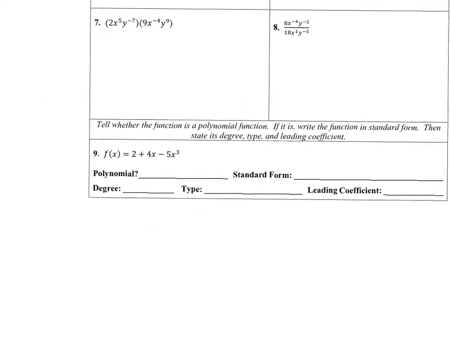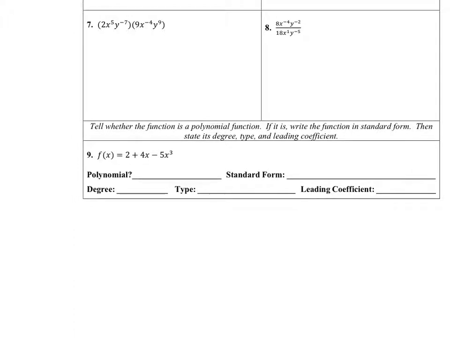On number 9, tell whether the function is a polynomial function. So this is a yes or no question, and if it is, you need to rewrite it in standard form, meaning highest exponent down to the smallest. What's the degree? What type is it? And what's the leading coefficient? All right, we did one of these. Everybody seemed to do really well with those.